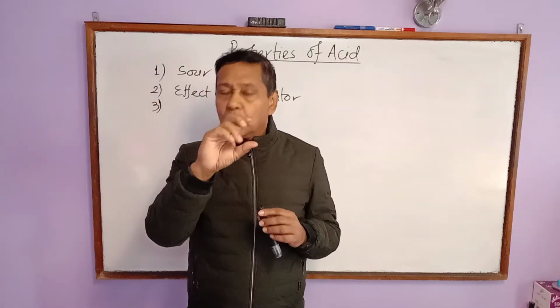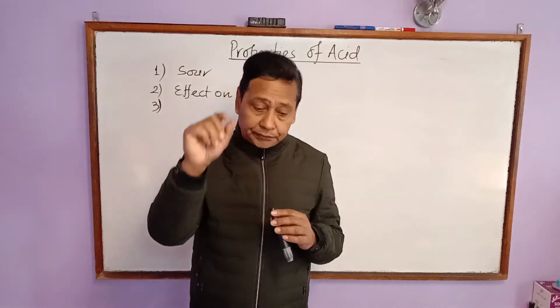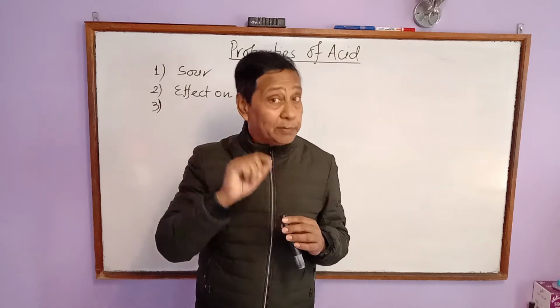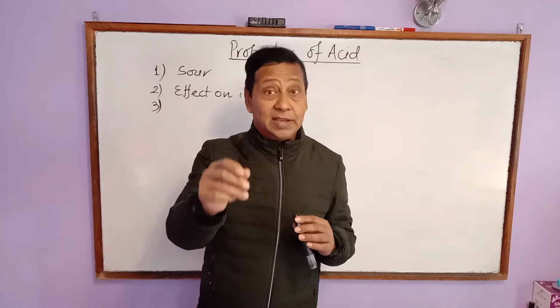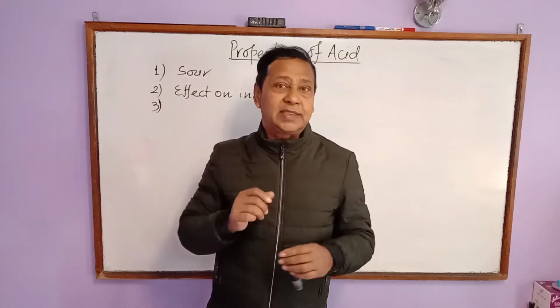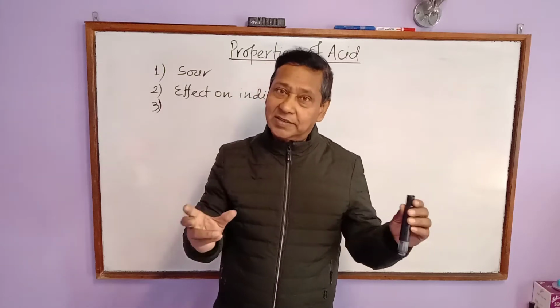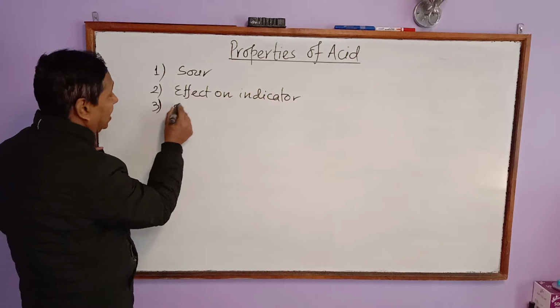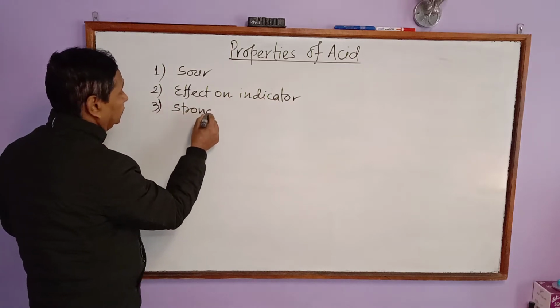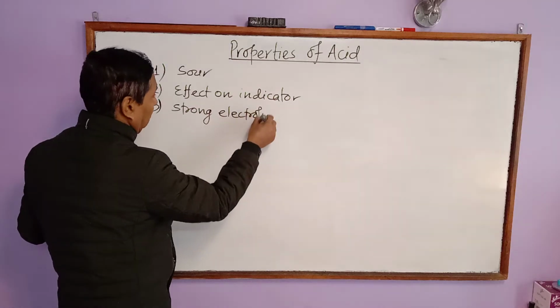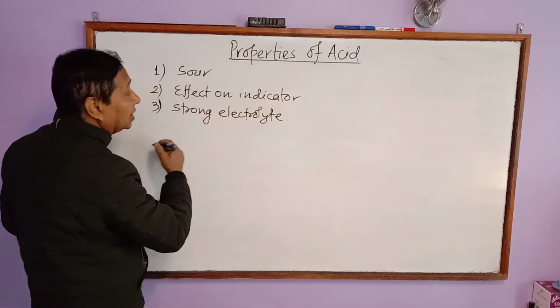I think you were taught somewhere that sulfuric acid is used in making a simple cell because it acts as electrolyte, it conducts electricity. It is also used in lead acid cell to conduct electricity. That's why this is another property. It is a strong electrolyte which conducts electricity.